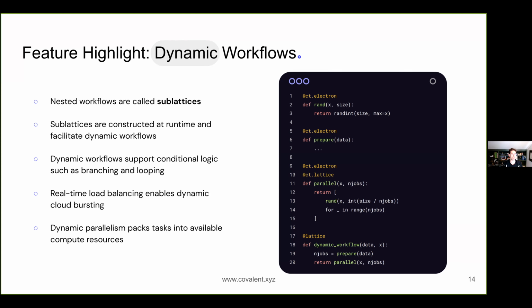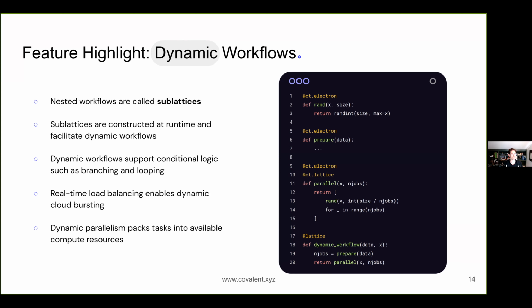Covalent allows users to nest workflows within each other using a concept called sublattices. Sublattices are workflows which are tasks within larger workflows, and their structure is determined at runtime rather than when the parent workflow is initially sent to the Covalent server. This facilitates a few useful patterns.